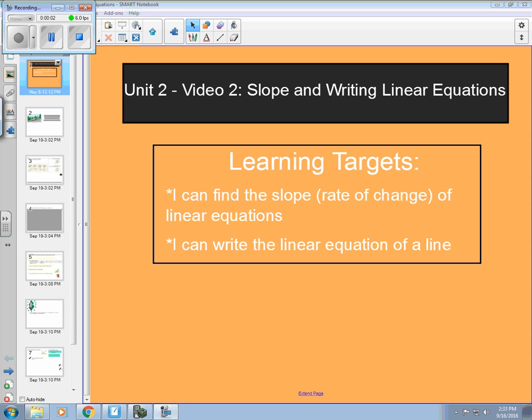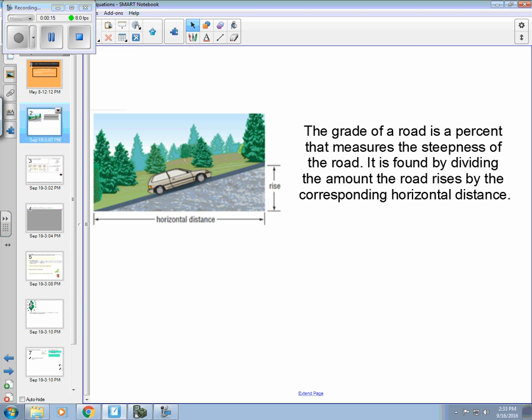We're going to look at slope and writing linear equations today, and the learning targets are that you can find slope, otherwise known as rate of change, and also that you can write the linear equation of a straight line. So this first problem, you can see this car driving up the incline.